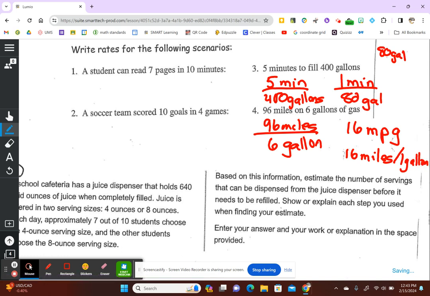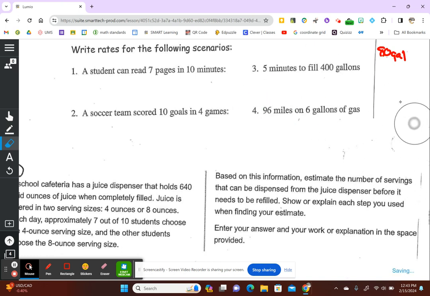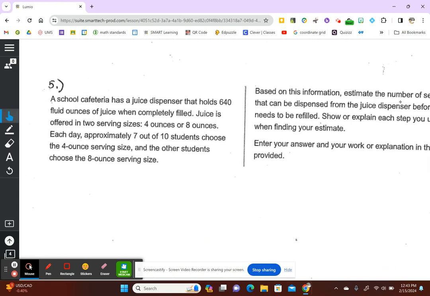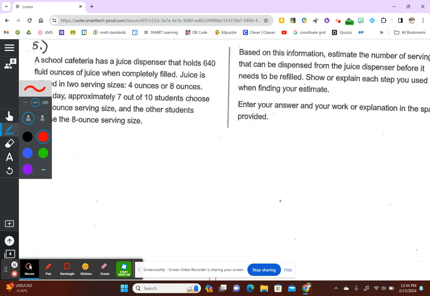Okay, so now I want everybody to read this next problem and think about how you're going to do it. And stop the video, try to do it on your own, and then start the video when you're ready to see how I did it.